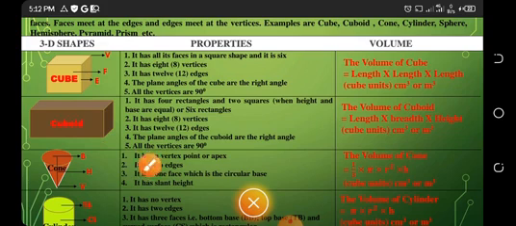Okay, what are the properties of this cone? Properties of a cone: 1, it has a vertex point or apex. 2, it has no edges. 3, it has one face, which is the circular base. 4, it has a slant height. What is the formula for finding the volume? The volume of a cone equals 1/3 times pi times r squared times h. All right.